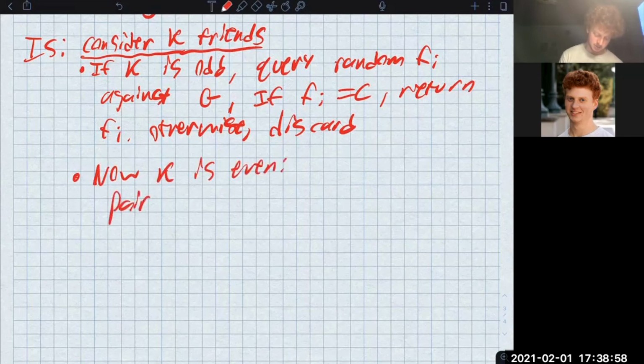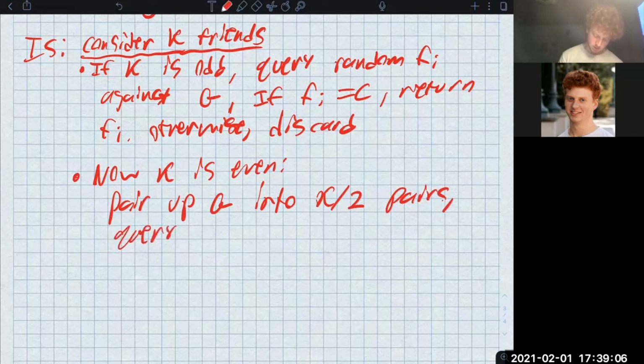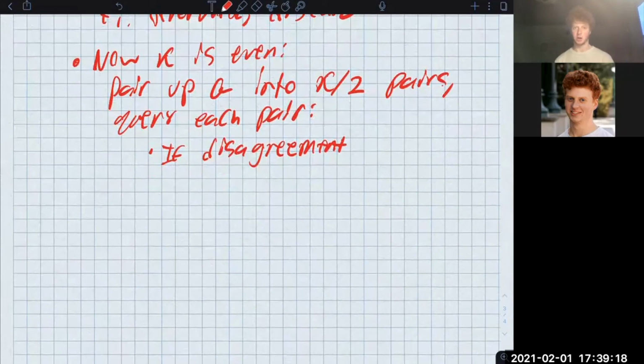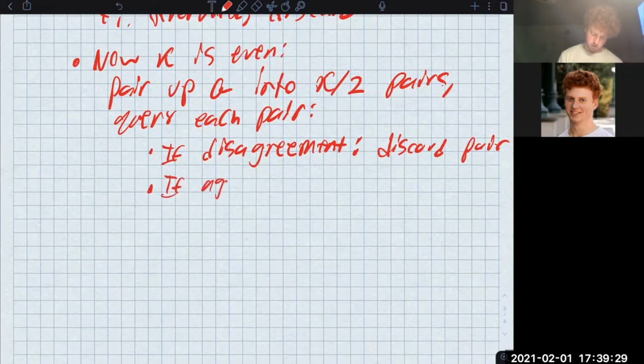So we pair up G into k over 2 pairs, query each pair. And if disagreement, then we have at worst one citizen and one werewolf, at best just two werewolves. So we can just discard the pair. And then if agreement, which is the only other possible case, then discard one friend.